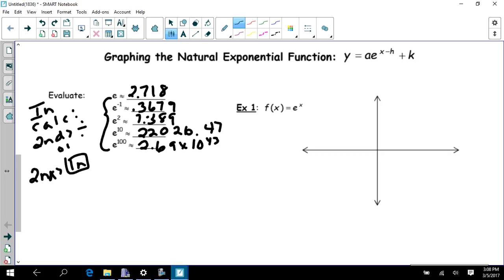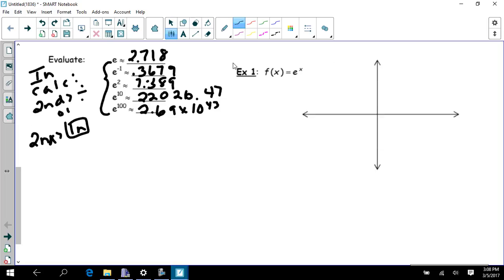Okay, now let's also talk about what the graph of e to the x looks like. We're going to do some transformations with it in a second. So this is our parent function, e to the x. And notice the base is e. Do you think this is going to be an increasing graph or a decreasing graph? Well, remember, e is 2.71, so the base is bigger than 1. So increasing.